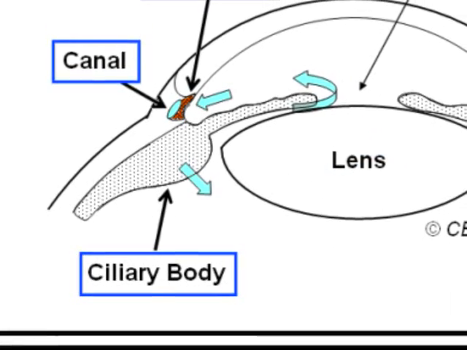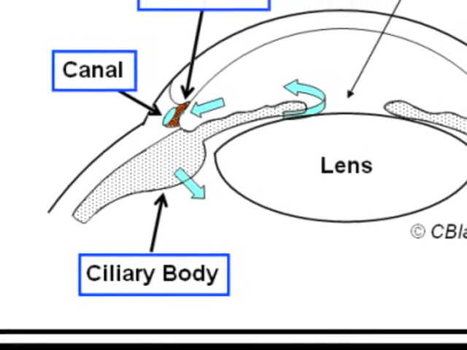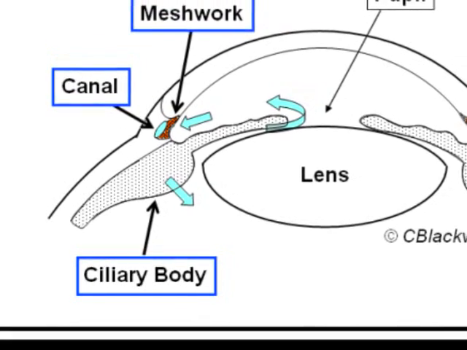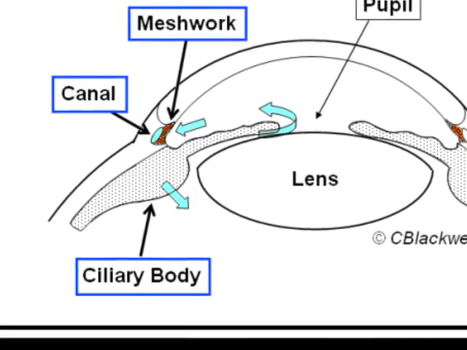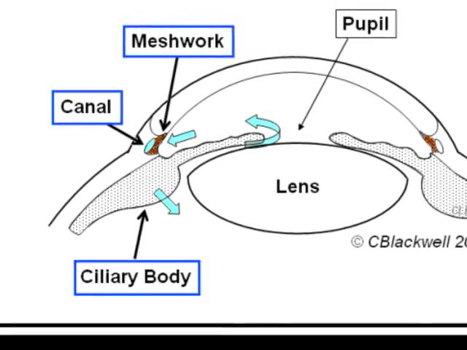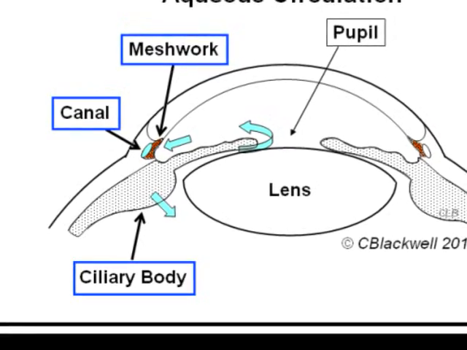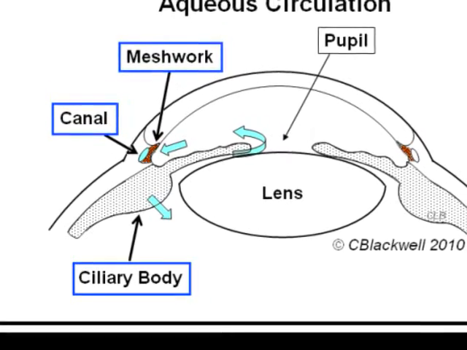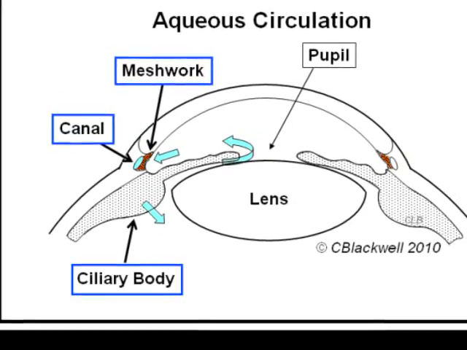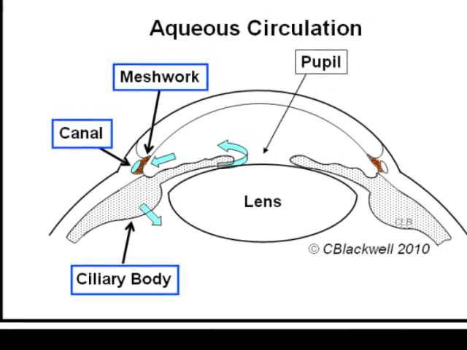Remember, aqueous is pumped into the eye by the ciliary body. After circulating around the lens and through the pupil, it enters the anterior chamber. It leaves the eye through a filtering system called trabecular meshwork, located in the angle. After passing through the meshwork, it is carried back into the bloodstream by the canal of Schlemm. Under a microscope, the meshwork looks like pores in a sponge.